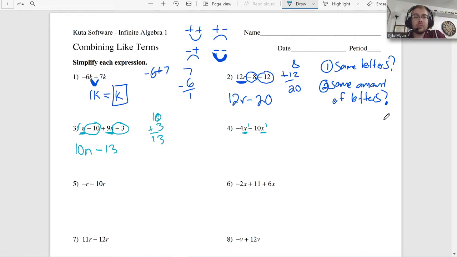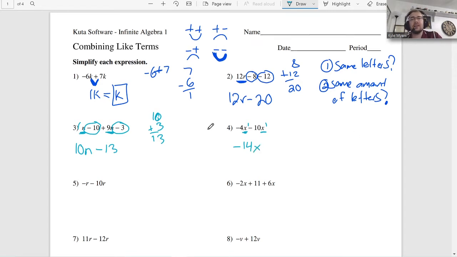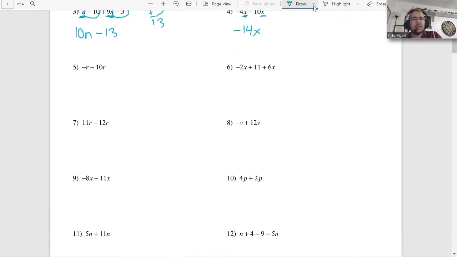Okay, so if they are the same letters and the same amount of letters, then they are like terms. So we can add up the numbers in front of them. Negative 4 minus 10. I'm going to be adding those numbers up. 4 plus 10 is 14, but it's minus, and I still have the x. And that is how you do it. On to the next one.